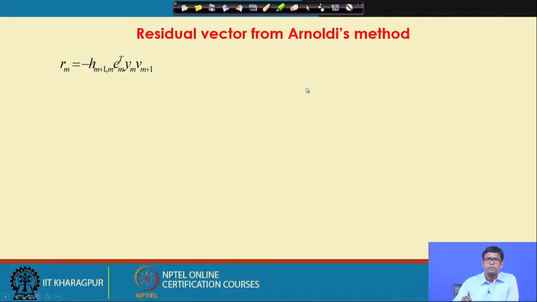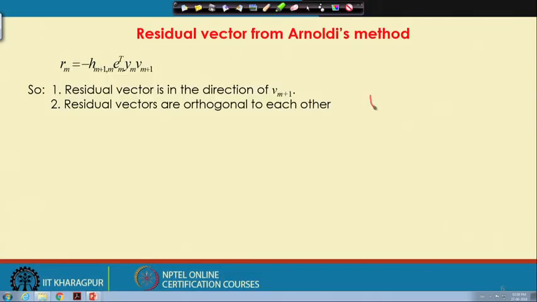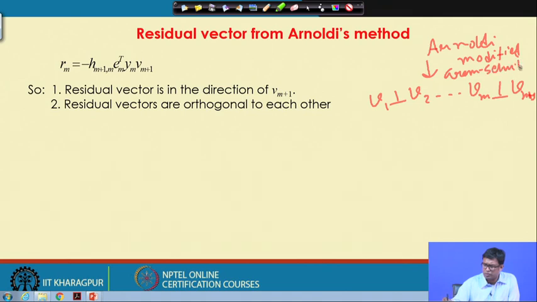So, we get R m is equal to minus H m plus 1 m E m transpose Y m V m plus 1. So, the residual vector is in the direction of V m plus 1, and residual vectors are orthogonal to each other. Why? This is simply due to the fact that V 1 is orthogonal to V 2, V m is orthogonal to V m plus 1, which comes due to Arnoldi method being modified by Gramschmidt. Gramschmidt method will give a set of orthonormal vectors. So, these V vectors are orthogonal to each other.